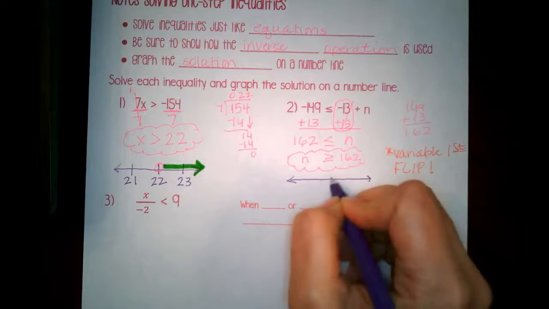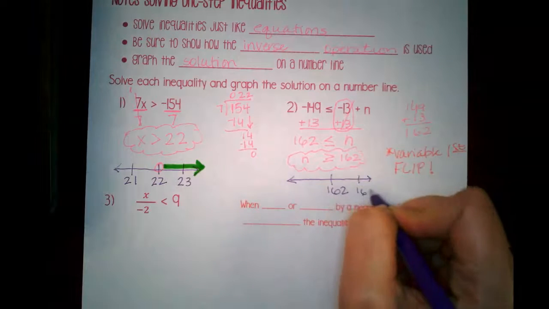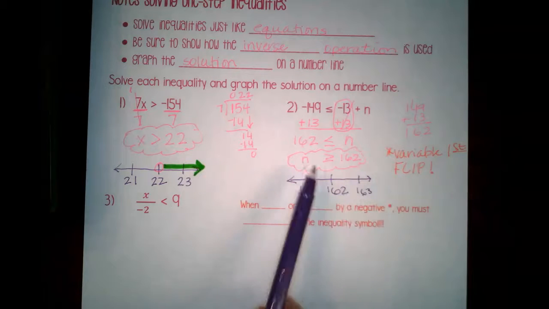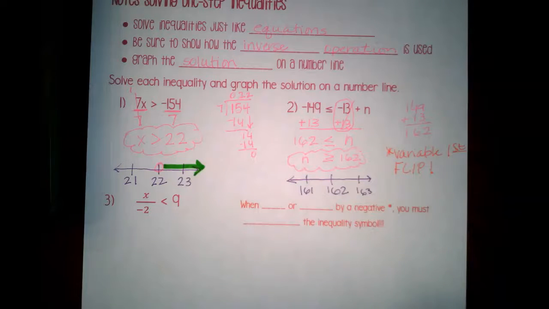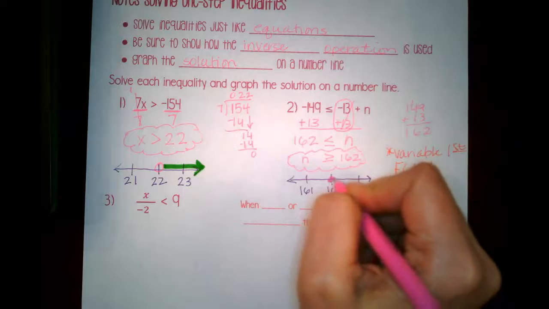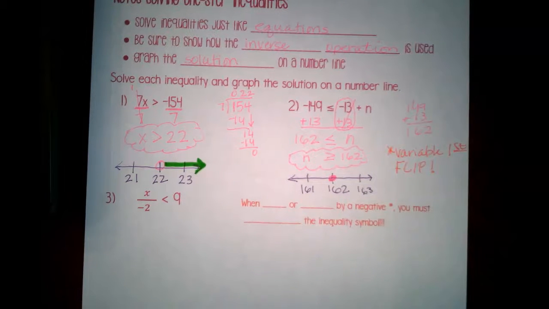All right, 162 goes in the middle, 163 here, and 161 here. Open or closed circle, look at your inequality. It says or equal to, so it includes the 162, which means you're going to have a closed circle, and we're going to shade where it's greater than.